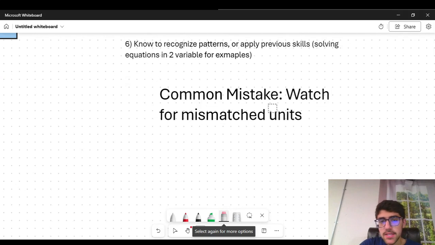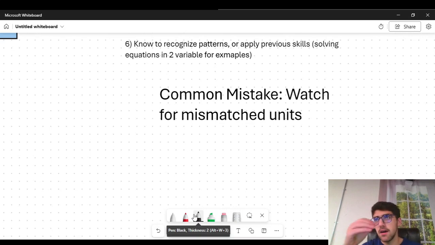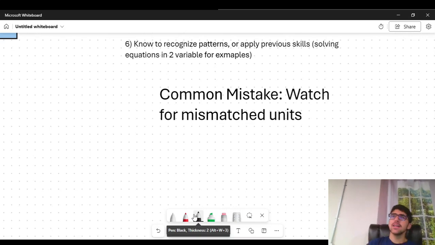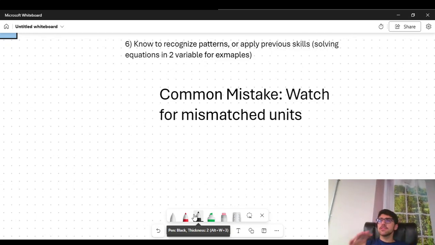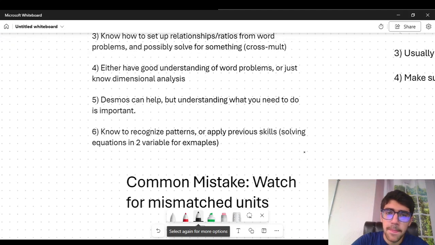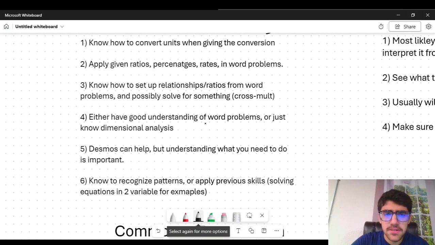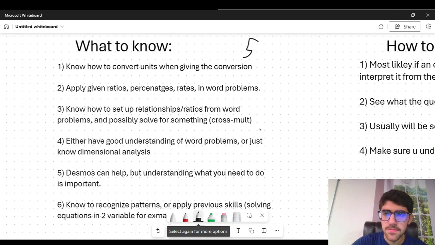And a common mistake is to watch for mismatched units. Many questions on the SAT, mainly in this focus skill, will give you a bunch of information. Then in the end, it's going to change the units. Like it's going to give you a word problem in feet, and then the last five words are going to be what is this in inches? Like what is the distance between this and this in inches? Or sometimes you're going to go from minutes to seconds or the other way around. You just have to watch out for that because you will get the question wrong if you miss it. So that is all for what you need to know, I think. If there's anything extra that I missed, I'll go over it in the examples.